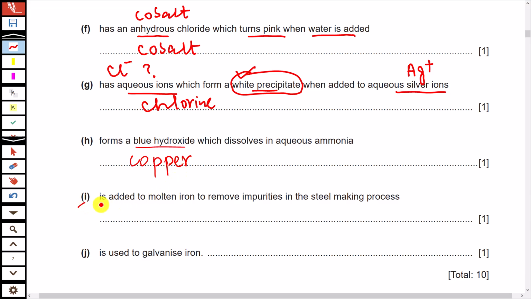And next is which element is added to molten iron to remove impurities in the steel making process. So out of these first 30 elements, oxygen is the element that is added to remove impurities. But the steel making process is no longer part of the syllabus, so you don't have to worry about this. Last one is which is used to galvanize iron. So iron is coated with zinc to protect it from corrosion.